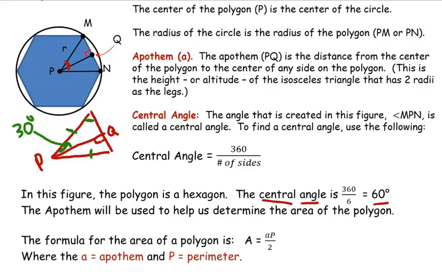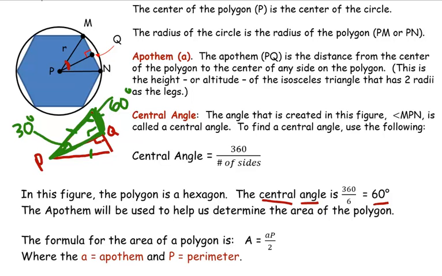Where Q meets the base, that's 90 degrees, so we know that this angle over here has to be 60 degrees. So that apothem is going to divide my isosceles triangle into 2 right triangles. And what we're going to be looking at is one of those right triangles. That's what we're going to use to solve for the apothem, or to get half of the length of one side. That's what we're looking for. In this hexagon, we're going to get a 30-60-90 triangle, but we're going to have other ones, like a pentagon, where we might need to use trig.